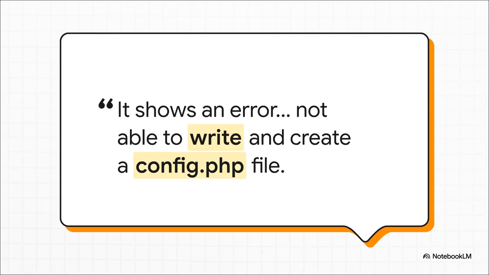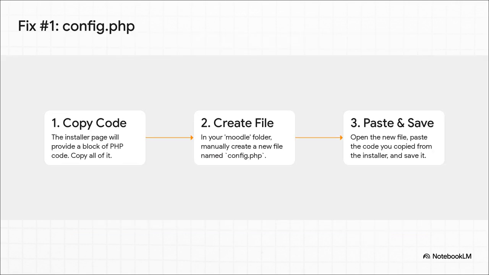Now don't be alarmed if you see this error, it's actually super common. All it means is that the installer doesn't have the right permissions to automatically create a configuration file for you. But the good news is, it gives us everything we need to do it ourselves. The installer actually gives us the exact solution. See that big block of code on the screen? You just need to copy all of it. Then go into your Moodle folder, create a new blank file called config.php, paste in all that code, and just save it.